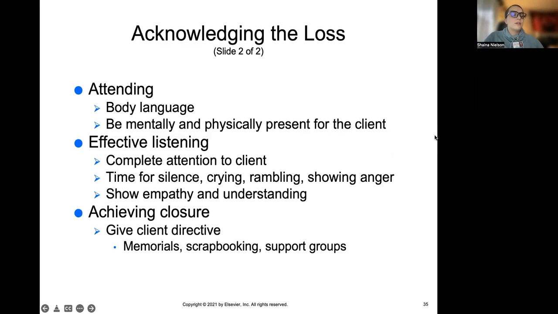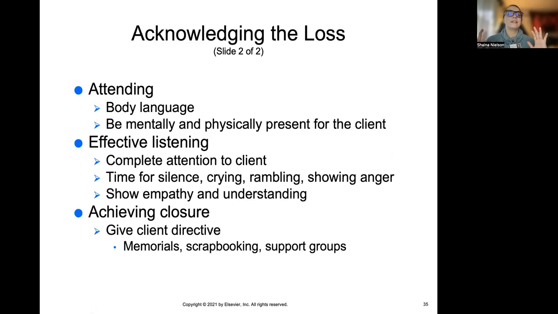So continuing on with acknowledging the loss, what we can do for support, of course, is attending to people, showing them through body language, and being mentally and physically present for the client. If you know the client, you've worked with them for a few years, or the patient was hospitalized, you saw them every day, and you've built up a good rapport and a relationship with the owner, you can give them a hug.